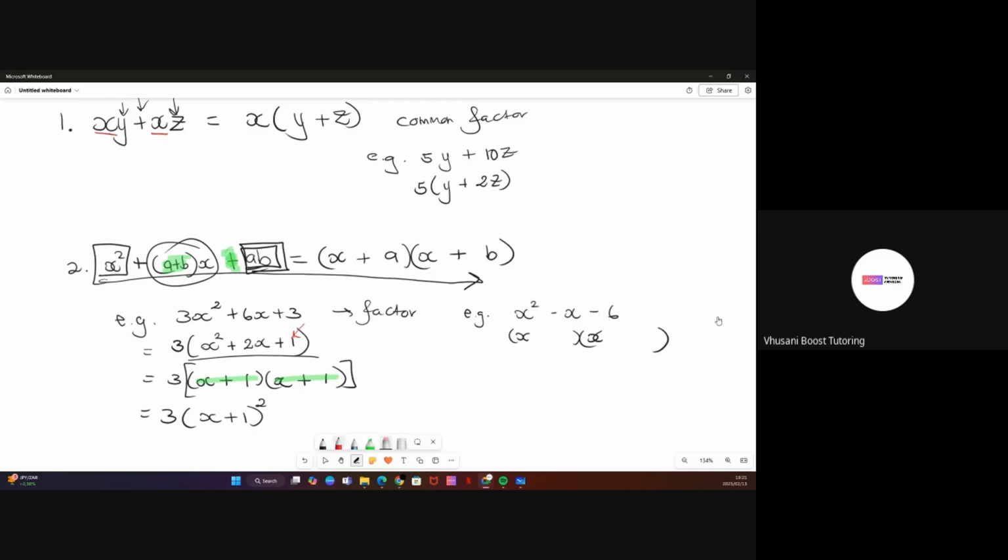Okay. So as I was saying, in order for us to get these spots, what do we need to do? We need to find multiples of 6 that will give us a -1 from this middle term when we add or subtract them together, right? So let's first find the multiples of 6. So multiples of 6 is 1 and 6. I hope you guys agree with that, right? And the other one is 2 and 3, right?